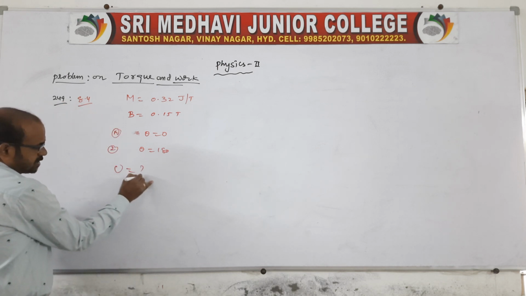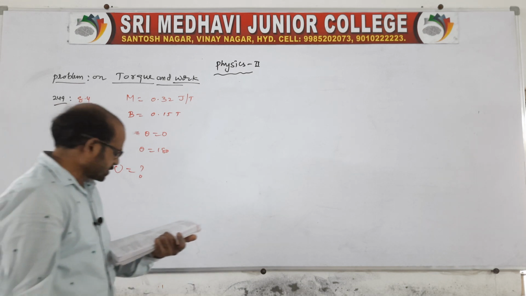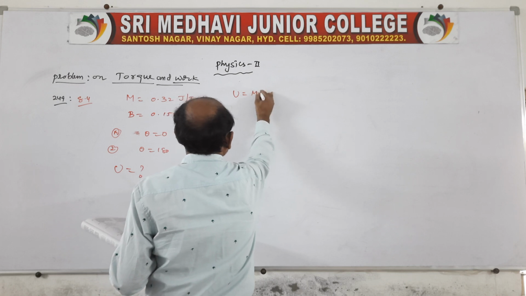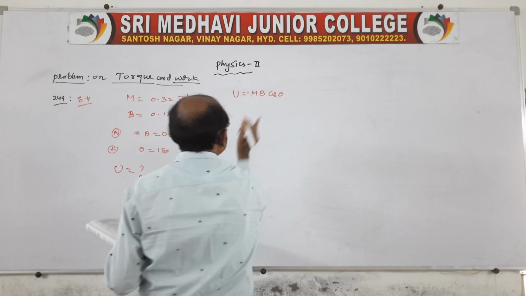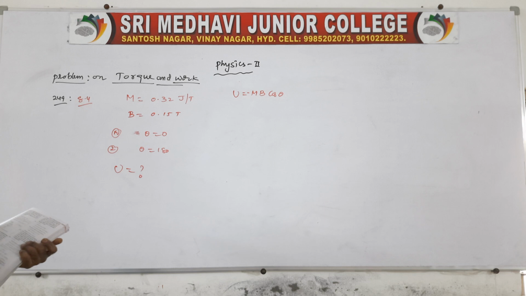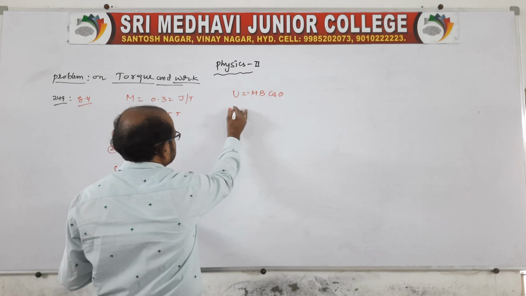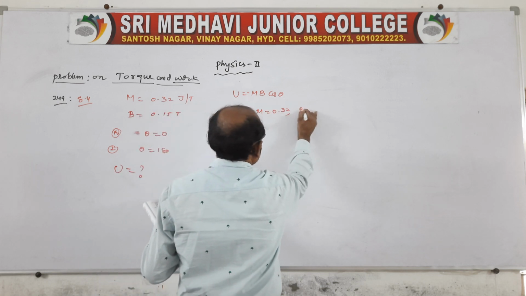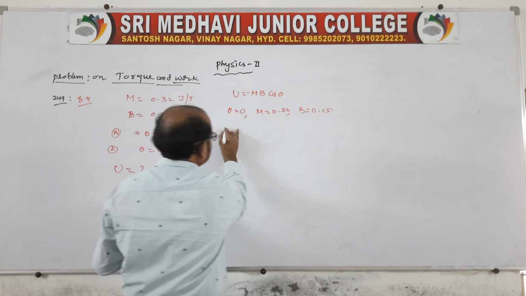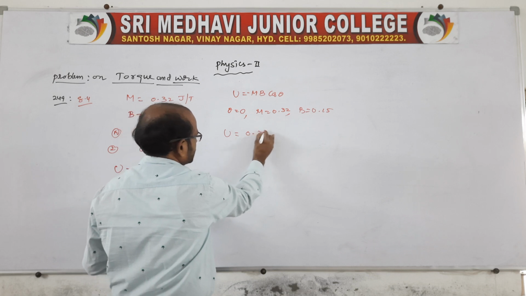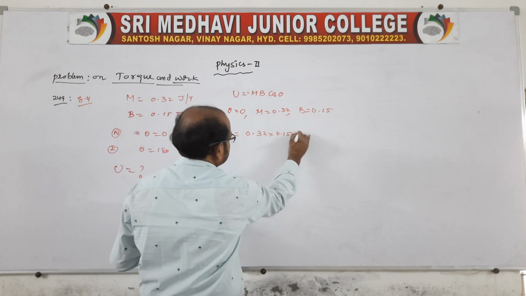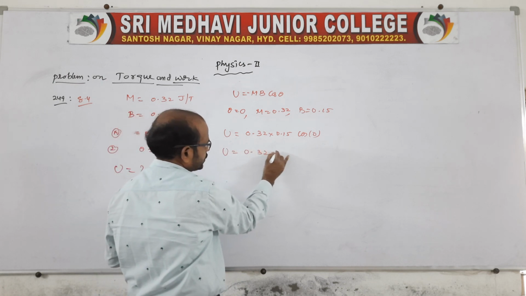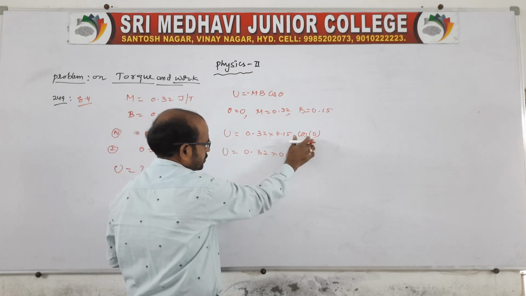It is asking for potential energy. We know the potential energy relation: U is equal to minus MB cos theta. Clear? Now first, go for the stable case, that is theta is 0, capital M is 0.32, B is 0.15. So U is equal to 0.32 into 0.15 into cos 0, and cos 0 is 1.